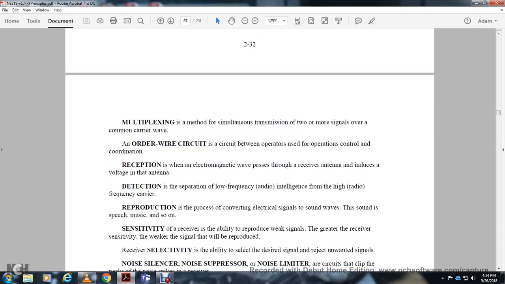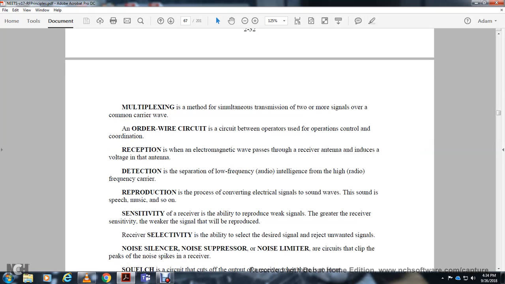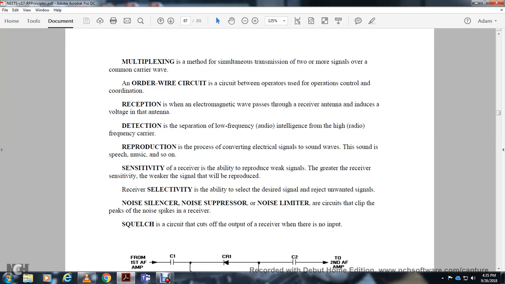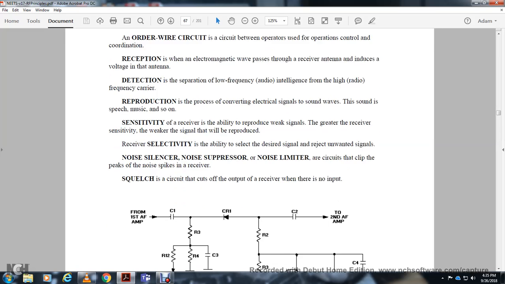Sensitivity of the receiver is the ability to reproduce weak signals. The greater the receiver sensitivity, the weaker the signal that can be reproduced. Selectivity of the receiver is the ability to select the desired signal and reject unwanted signals. Noise silencer, noise suppressor, or noise limiter: a circuit that clips the peaks of noise spikes. Squelch is a circuit that cuts off the output of the receiver when there is no input.